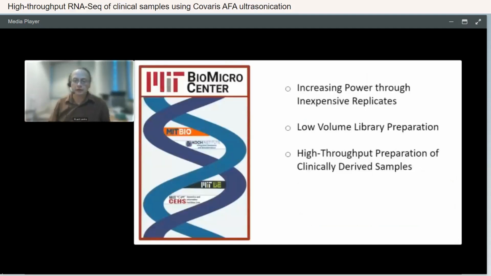So in conclusion, I've walked you through how we've been able to increase the power of our RNA-Seq experiments here through lowering the cost of replicates, and we do this by reducing the volume, and then how we've been able to use the Covaris sonicator to enable us to do the preparation of these clinically derived samples.